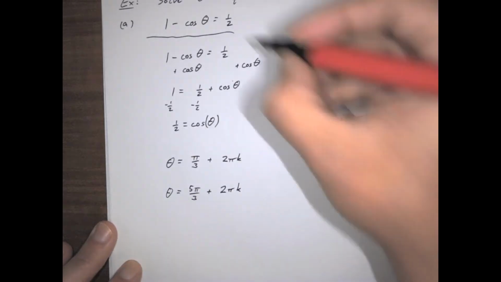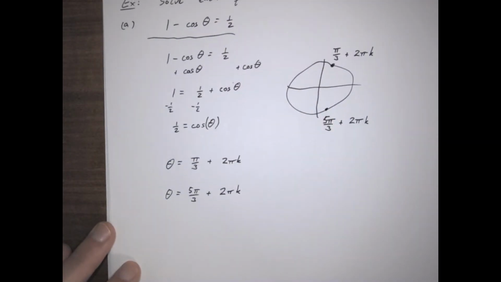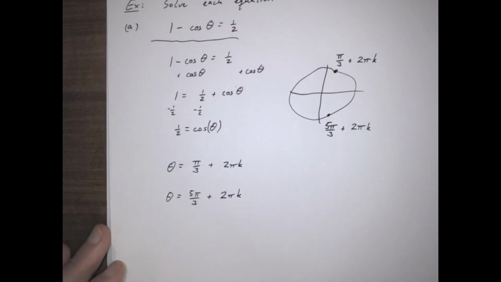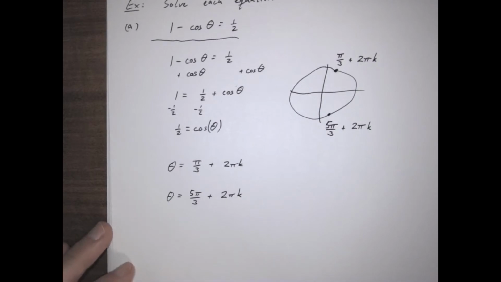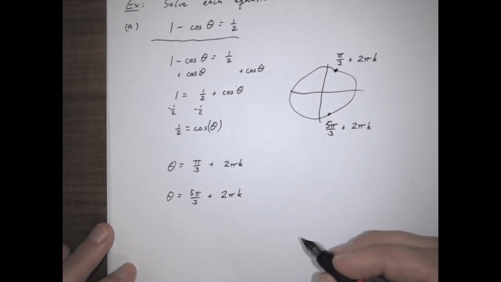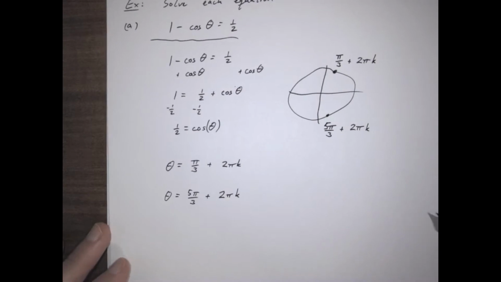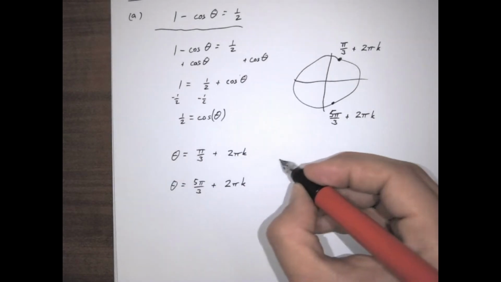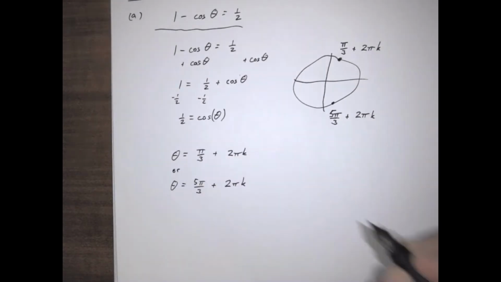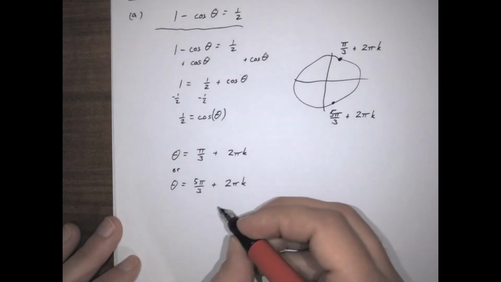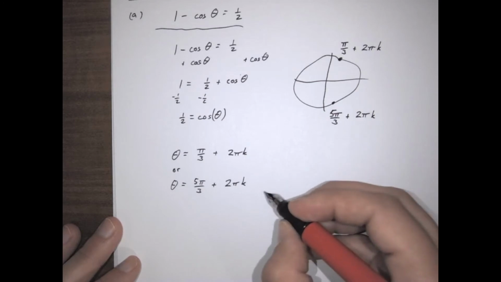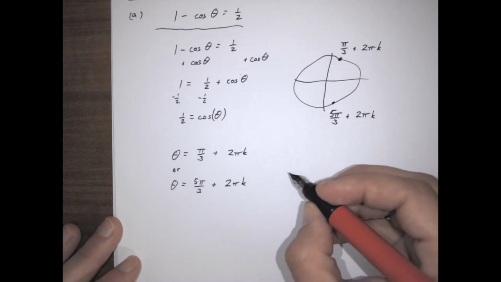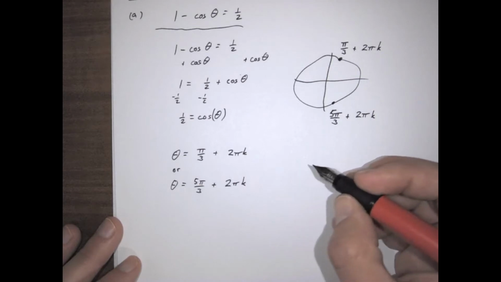Now, if the input here were something more complicated than just theta, we would have to solve for it using algebra. But it isn't. This is all there is. And so what we can just do is plug in different values of k. So this is this or that. Okay, so then if we start plugging in values for k, we can see what we're going to end up with here.